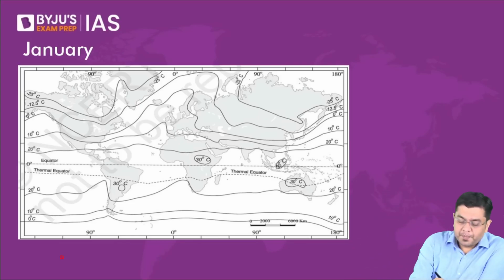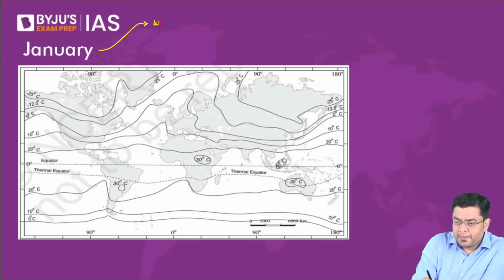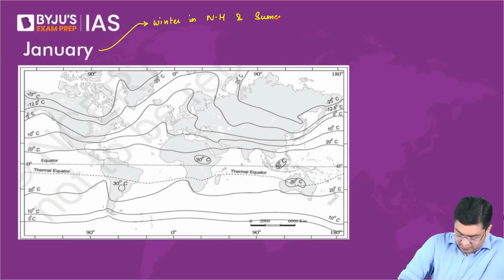Let me write it down. Winter in the northern hemisphere and summer in the southern hemisphere.